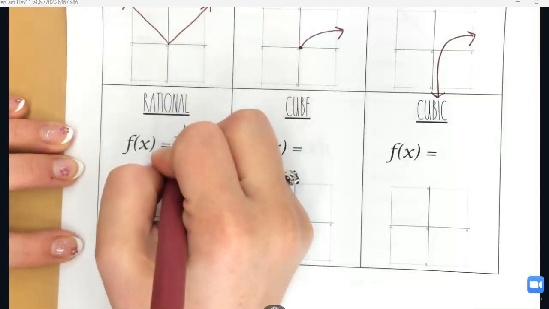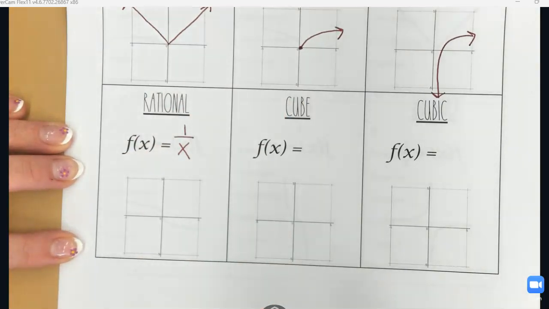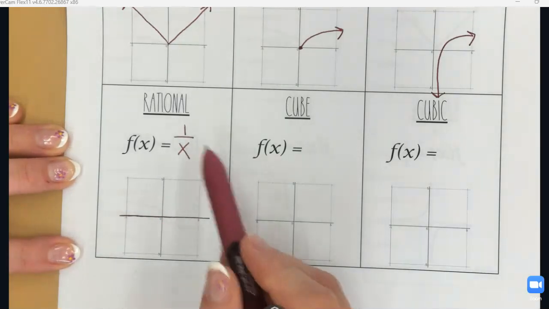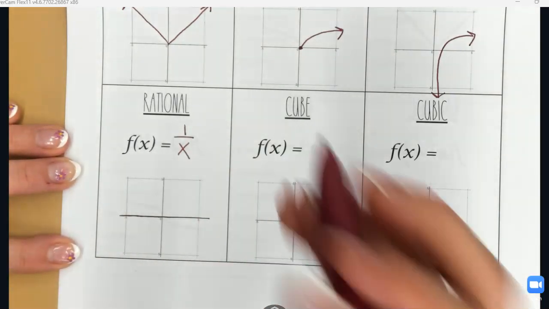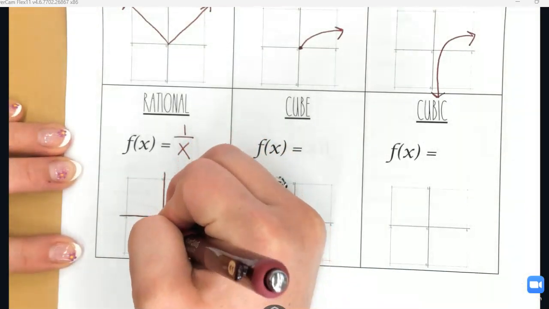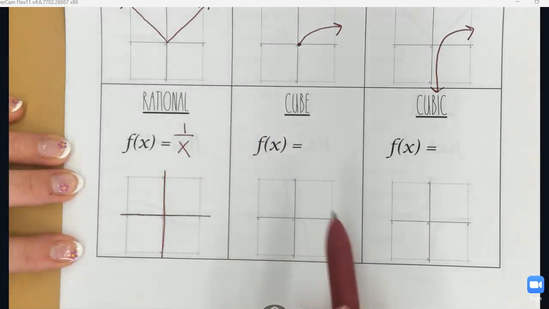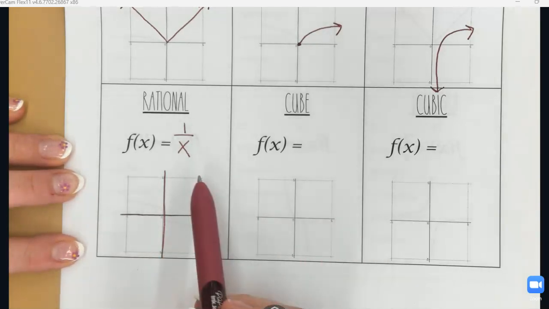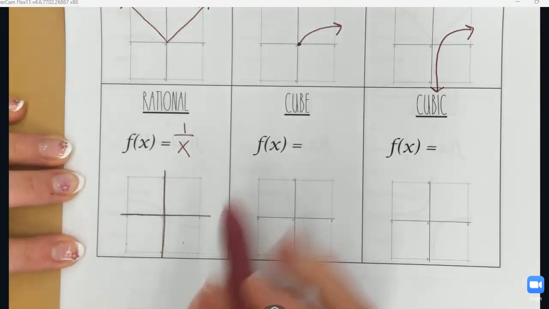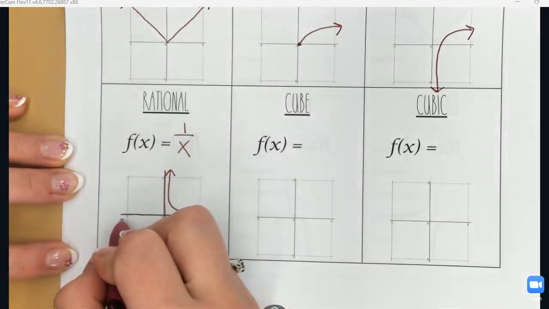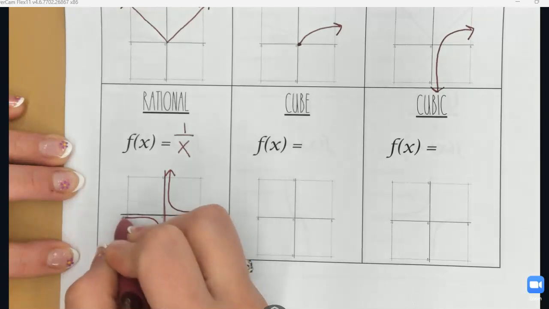Rational, 1 over x. Because x is in the denominator, x cannot be 0, so you're going to have a horizontal asymptote. And also, there are no inputs for x I could put here to get an output of 0, so you will also have a vertical asymptote at y. And the way this graph looks is, if you recall your quadrants, 1, 2, 3, 4, you have a curve in quadrant 1 and a curve in quadrant 3.